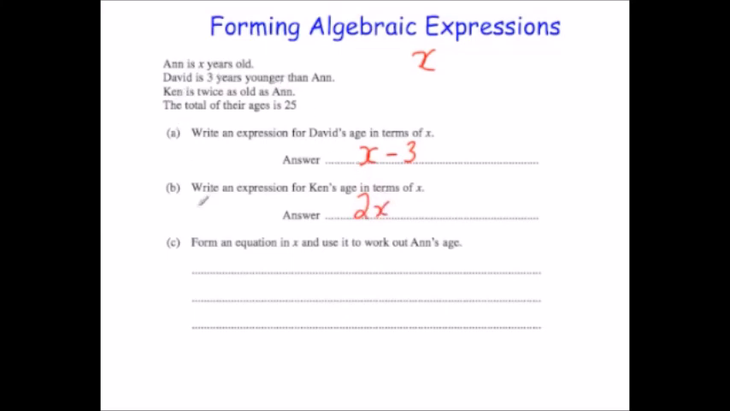And then it says here, form an equation in x and use it to work out Anne's age. Well, let's read the rest of the question. The rest of the question says, the total of their ages is 25. So we need to add Anne's age, x, David's age, x minus 3, and Ken's age, 2x, and that would equal 25 years old. The total, remember, means add them all up. So we put that equal to 25.